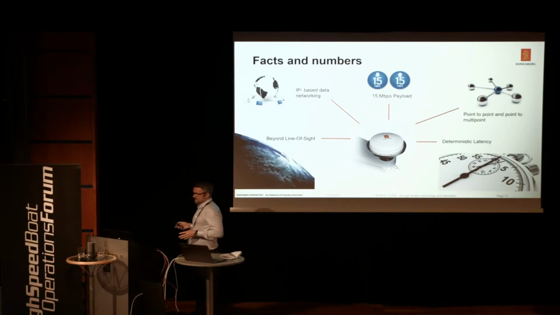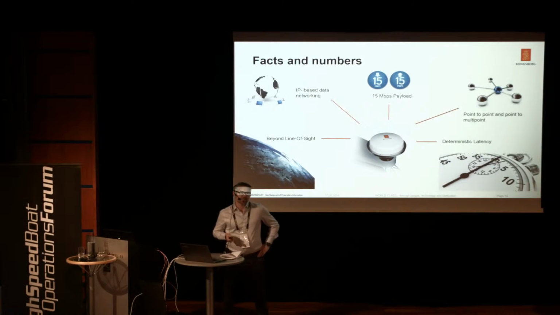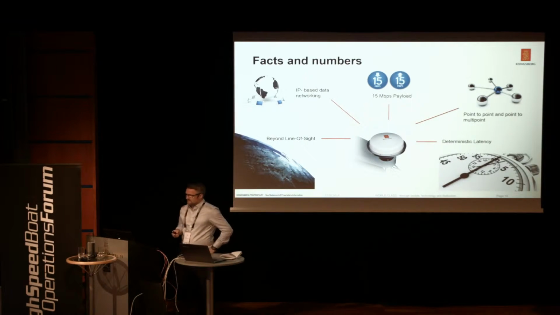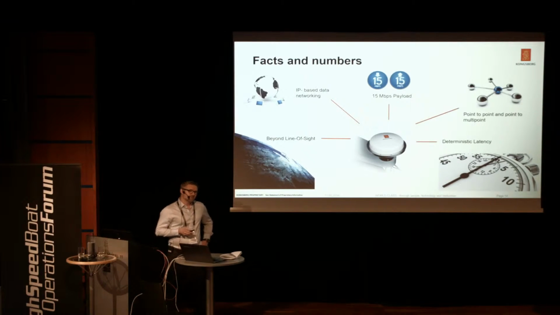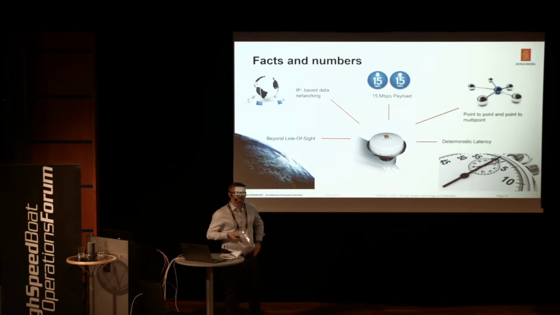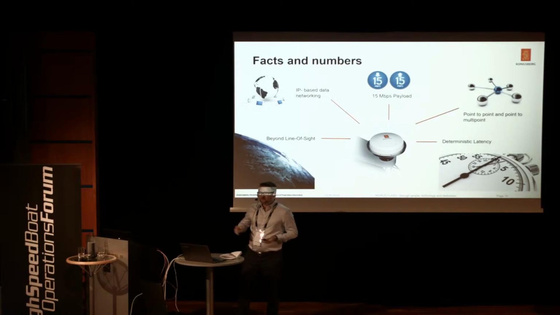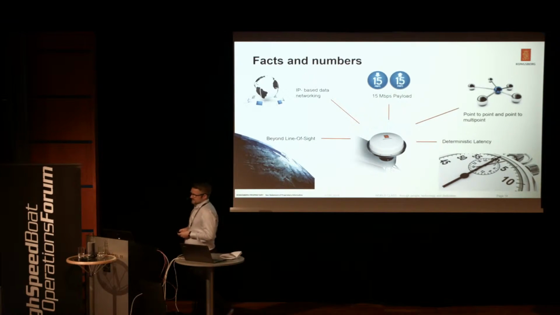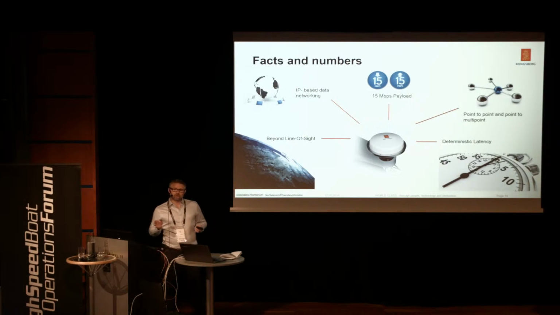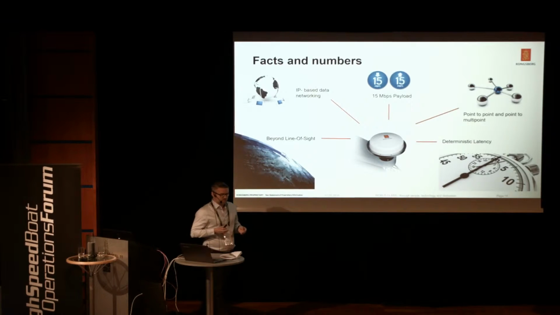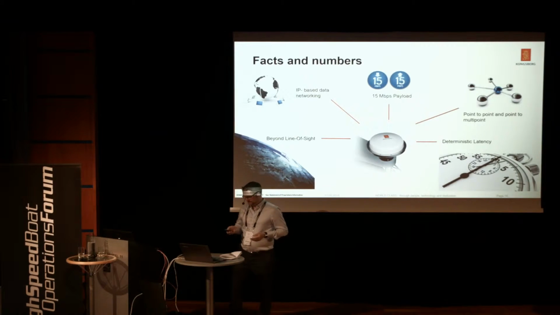So just some facts about the MBR radio. It has a 15 megabyte per second capacity. We have 50 kilometers range, ship to ship. It is IP based, and it communicates beyond line of sight, so you can actually stretch that limit. And it has a deterministic latency. That means that we can control the timing of the signals, and you can therefore share sensor data in real time.